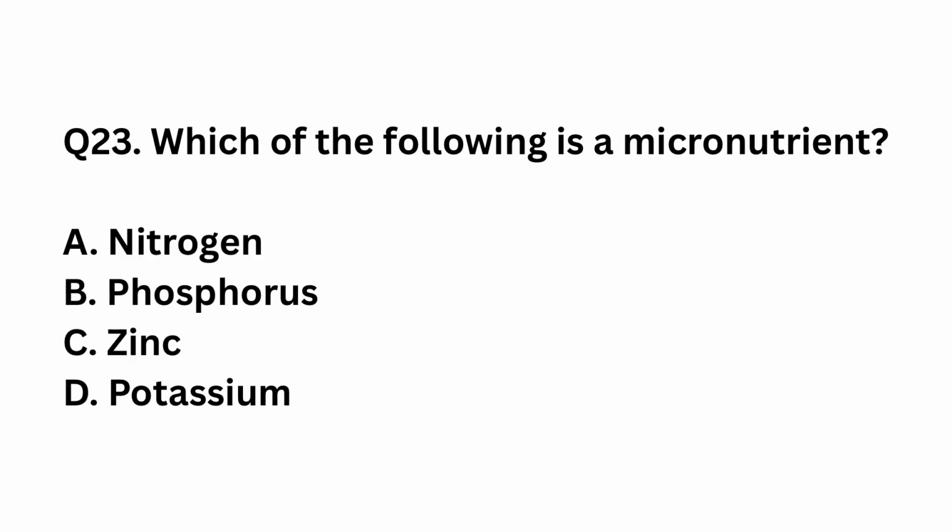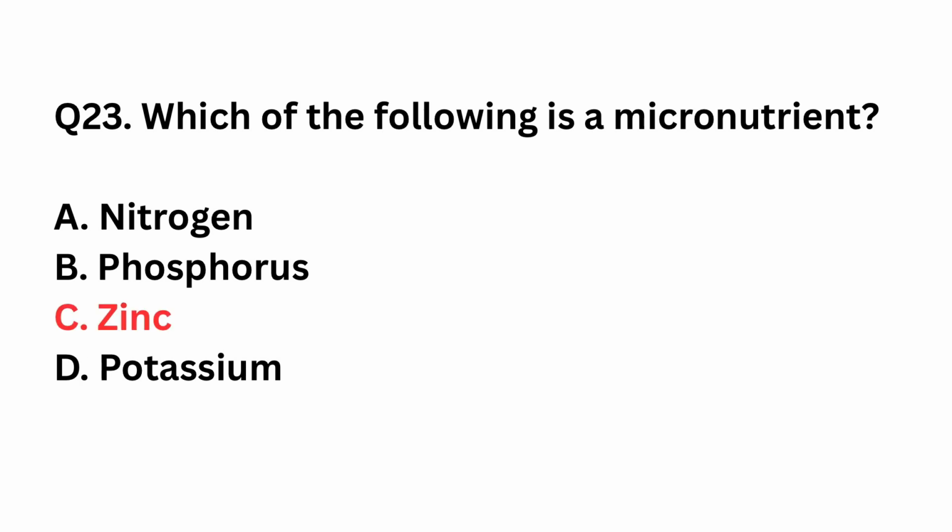Question number 23. Which of the following is a micronutrient? Nitrogen, phosphorus, zinc, potassium. The right answer is option C. Zinc is required in trace amounts and is a micronutrient. Nitrogen, phosphorus and potassium are macronutrients.